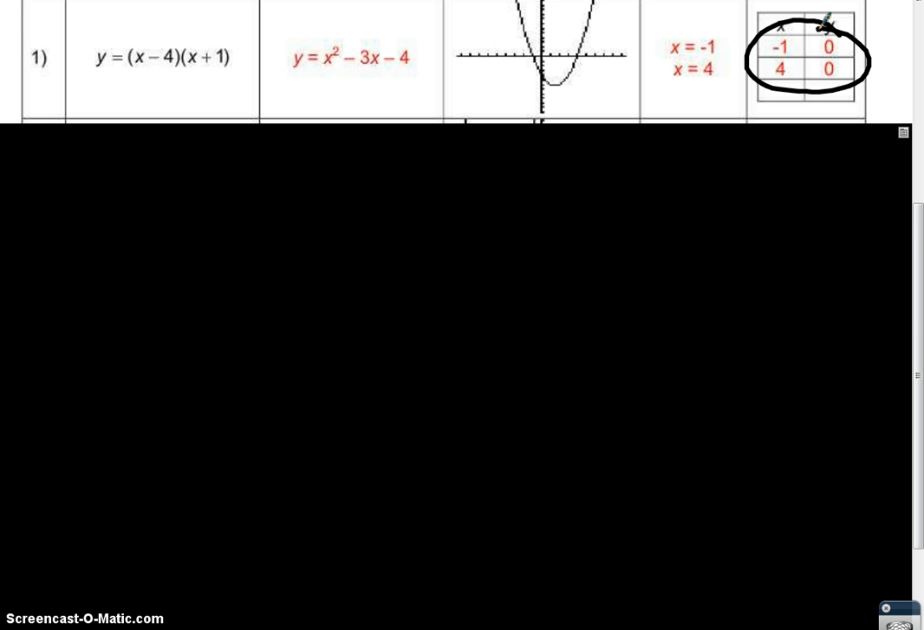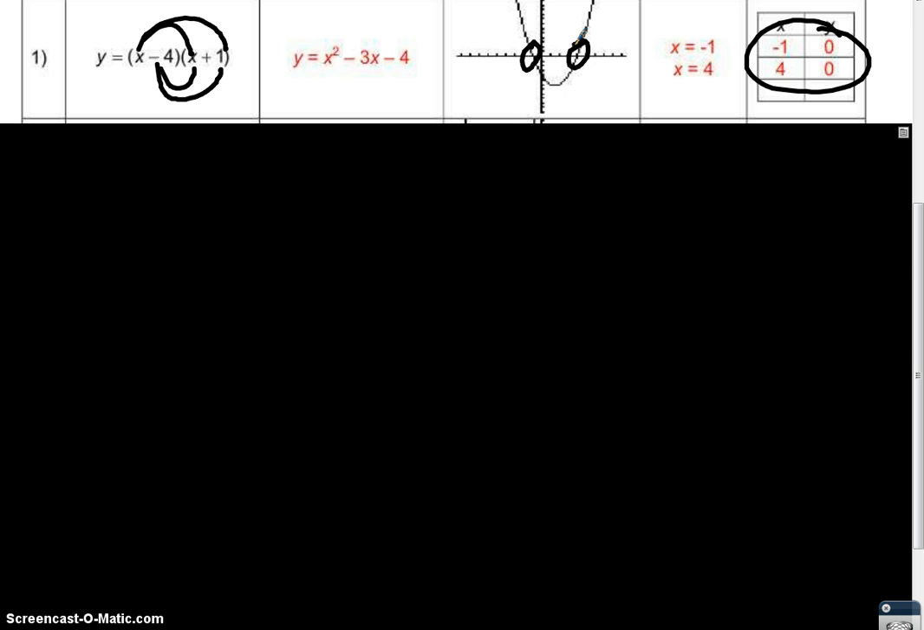Now remember I said for the expanded equation we were going to FOIL. So remember my first terms, my outer terms, my inner terms, and my last terms. And when I combine like terms, I should get y equals x squared minus 3x minus 4. Now you could plug either equation into y equals, whether it's the expanded equation or the factored equation. Okay, and when I sketch my graph, I should notice at a negative 1 and a positive 4, my graph crosses the x-axis. So my zeros for the function are x equals negative 1 and x equals positive 4.